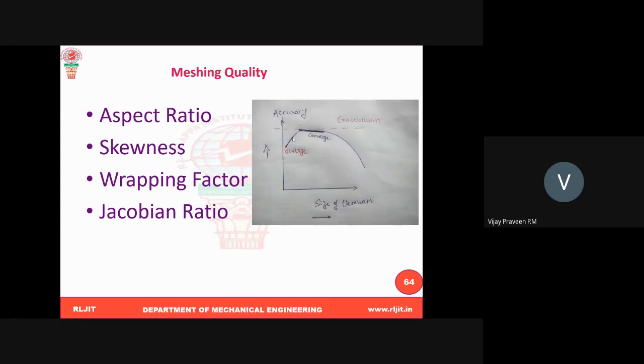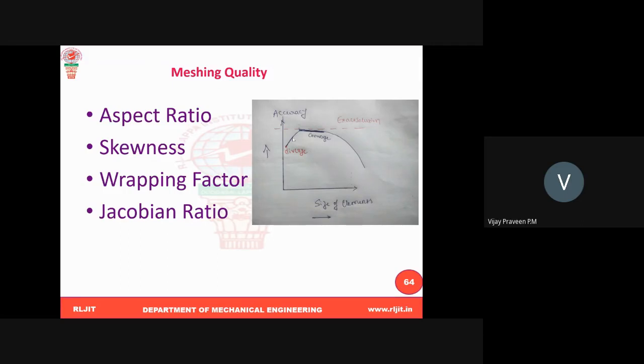There are so many others, but we've taken the important quality criteria. Usually we consider these during the meshing process: aspect ratio, skewness, warping factor, and Jacobian ratio. These are the four main meshing qualities we consider during the meshing process.